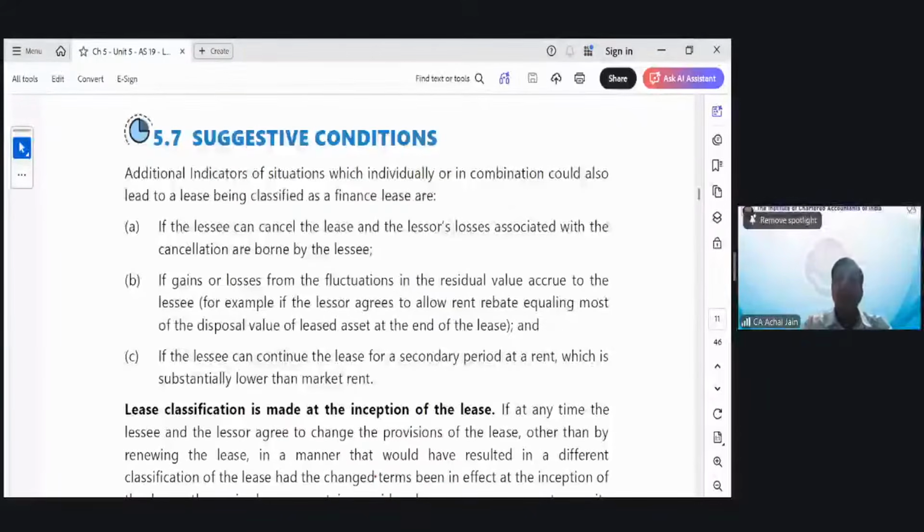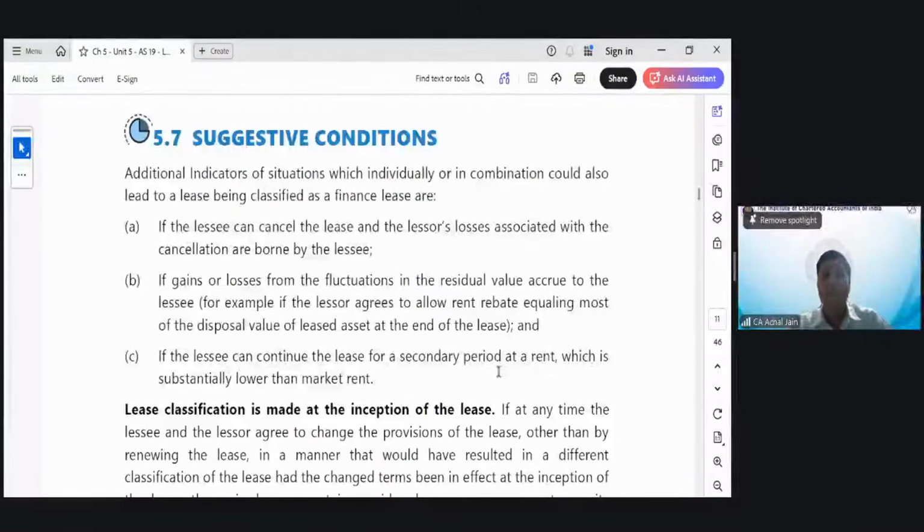Third, if the lessee has a right, what is the right? He can ask the lessor to continue the lease. Let's suppose initially the lease period was 5 years. Now the lease term is over. At that point of time, the lessee has a right. What is the right? He can ask the lessor to extend the lease. The lessor will have to do that for another 3 years, for example. He can continue the lease for a secondary period at a rent which is substantially lower than market rent. So this again is an indicator of a finance lease.